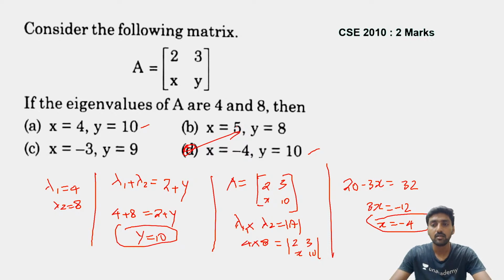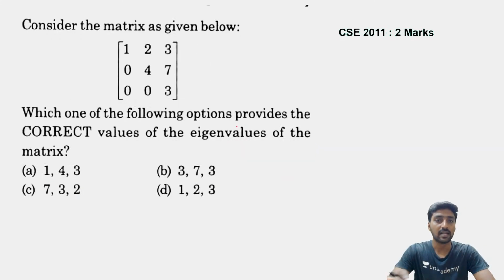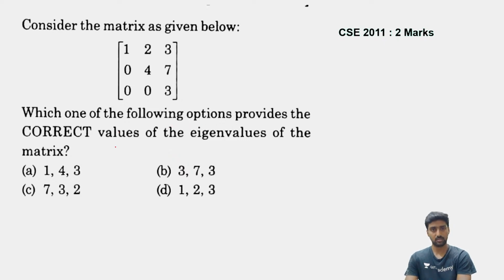Is it okay? Yes or no? I hope it's clear, right? And yes, one more question. Consider the matrix given below: 1, 2, 3, 0, 4, 7, 0, 0, 3. Which one of the following options provides the correct values of the eigenvalues of the matrix? 1, 4, 3. Yes, it's an upper triangular matrix. For a triangular matrix, the main diagonal elements are directly the eigenvalues.